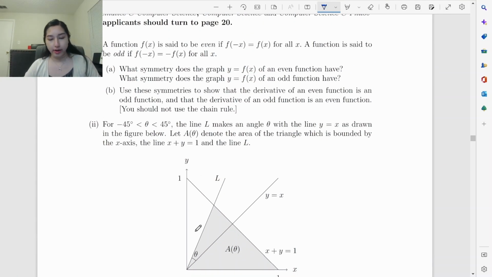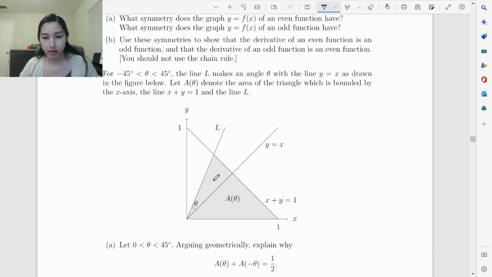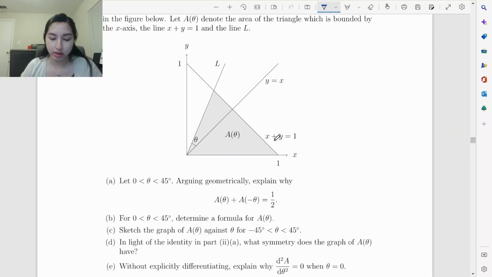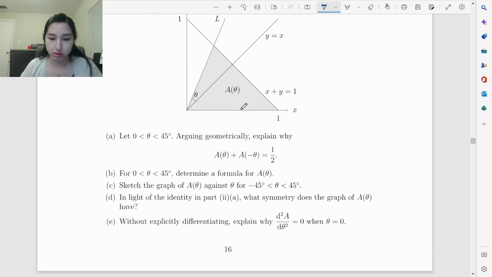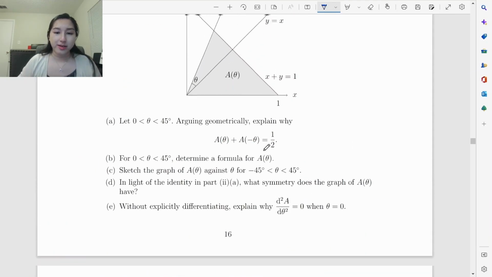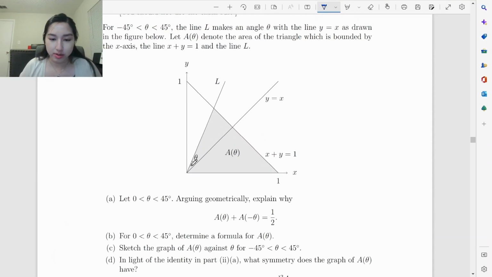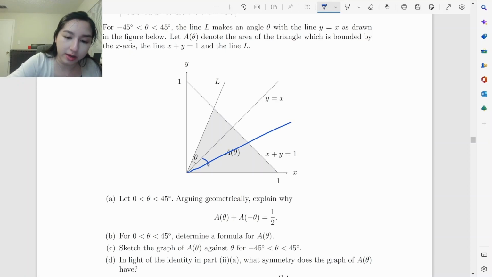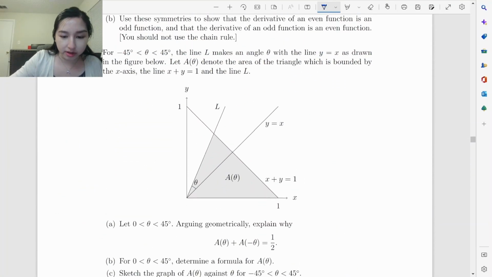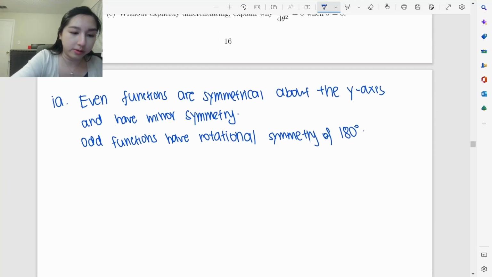For this graph, this line makes an angle theta with, geometrically explained by A theta. Do they accept graphs? It would be so much easier, because this is the positive when theta is positive, but if theta is negative, it goes underneath here instead. I mean, it is Oxford, I would assume that they would allow something like that.